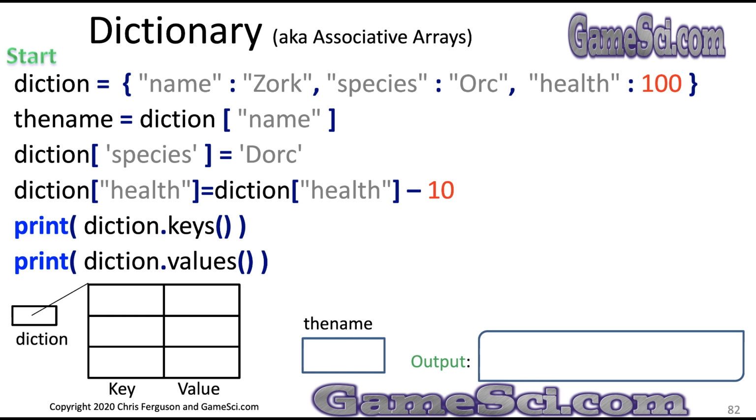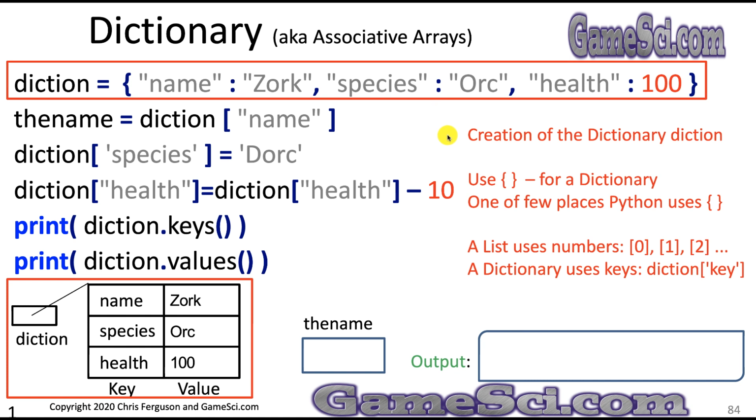This is going to be a complicated slide, a lot of stuff in it. So I pre-drew some of the stuff on the screen, so I didn't have to do it while we're going through the slide. Creation of the dictionary. This one line of code is going to set up and create a dictionary with 3 items in it. We use curly braces for a dictionary. One of the few places that Python uses the curly braces. Remember, other programming languages use curly braces all over the place. In Python, this is one of the few places where we use curly braces.